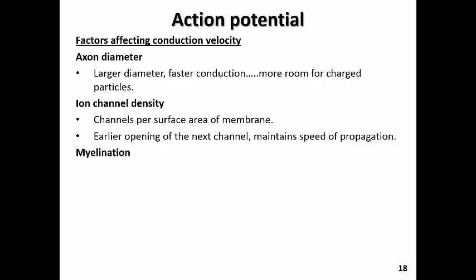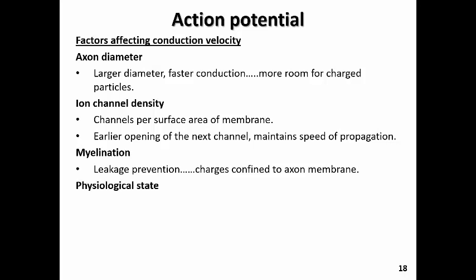The degree of myelination is critical here because this myelin, which is made up of phospholipids, provides that electrical insulation and prevents the leakage. Once again, preventing leakage means that the ions that are responsible for the different phases of the action potential are confined closer to the axon membrane.